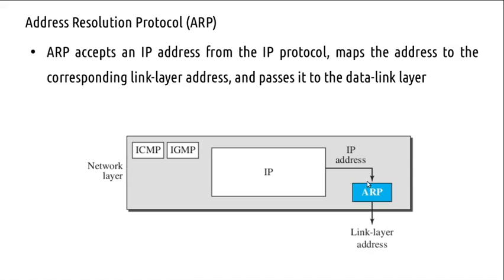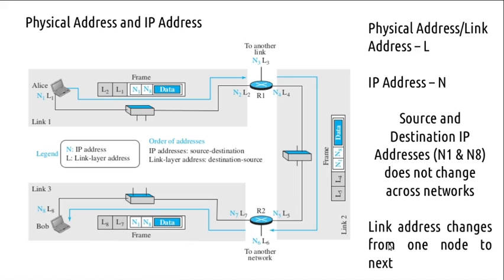Rather, it is part of the network layer. So, address resolution protocol is a protocol which runs within the network layer. It takes an address in the IP protocol and maps it to the corresponding MAC address and passes this value on. How it does this will become clear when you examine it.